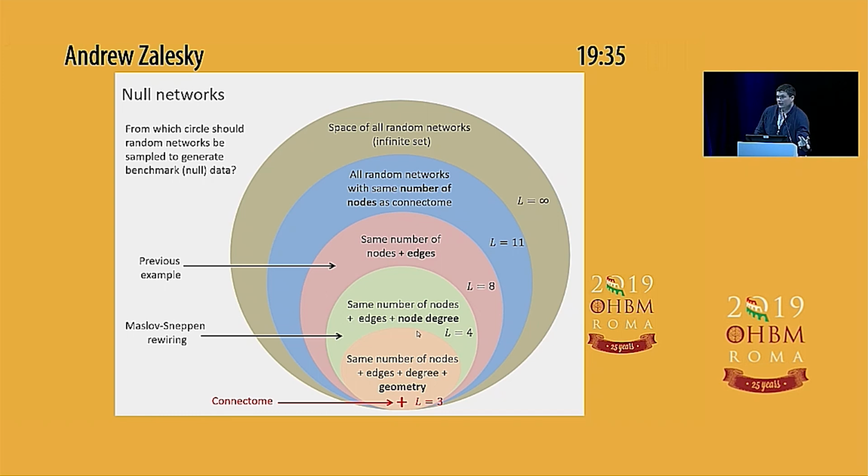We can also add, and what has received recent attention is that we can also match our null networks to the geometry of our real connectome. So by geometry, I actually mean the length of connections. So the distance of connections in our null network is matched to the distance of connections in our real network. And this further constrains our space from which we sample null networks, and it can determine what effect the spatial embedding or the geometry of the connectome has on network measures.